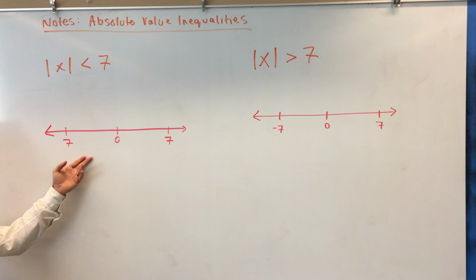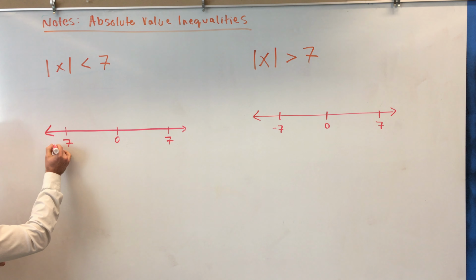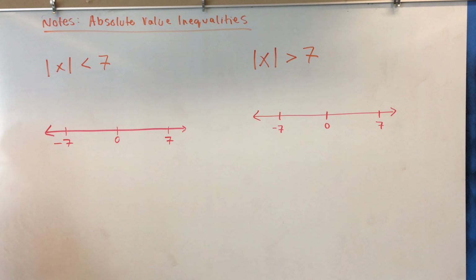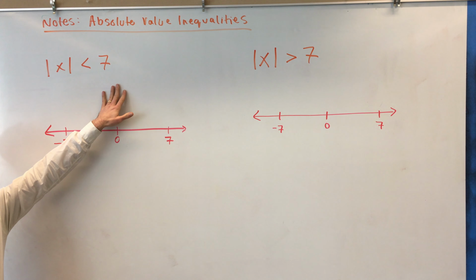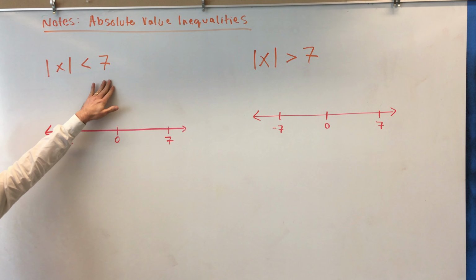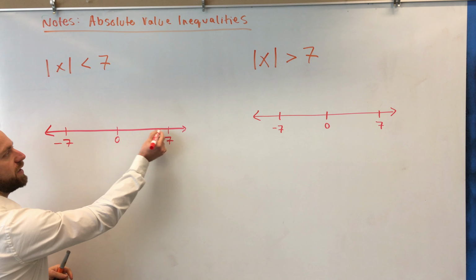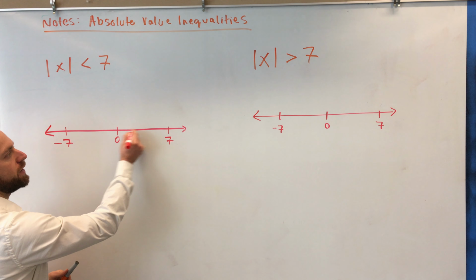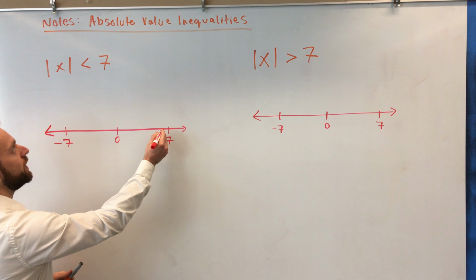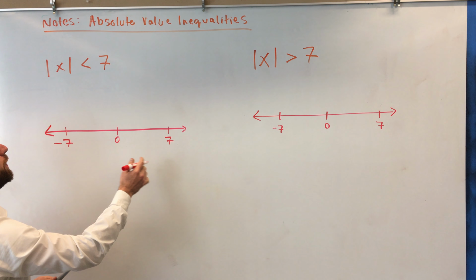Here you can see a number line from negative 7 to 0 to positive 7. So this statement reads, the absolute value of x is less than 7, which means that we're looking for values of x that are less than 7 away from 0. There are really two ways to think about this, the positive side and the negative side, because everything from 0 to 7 is less than 7 steps from 0.